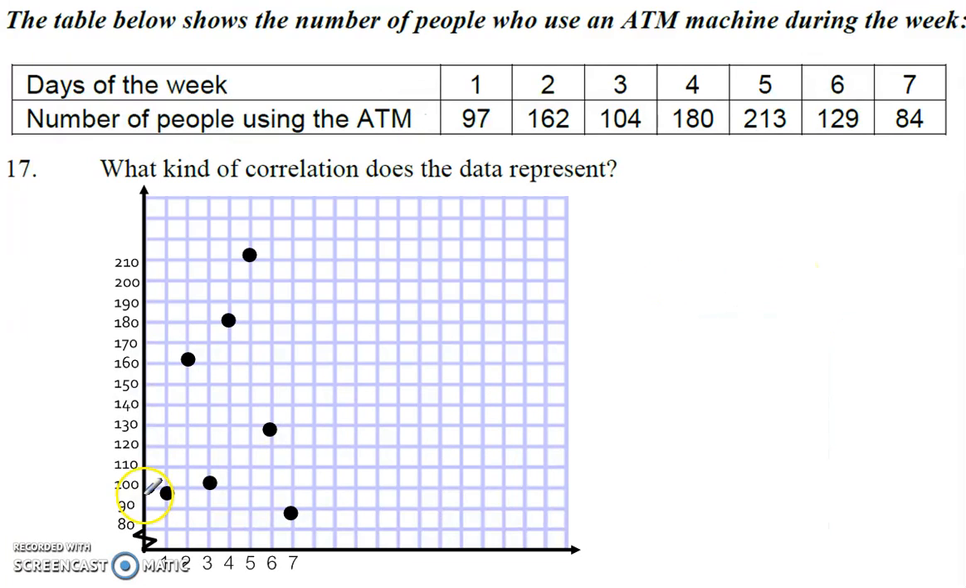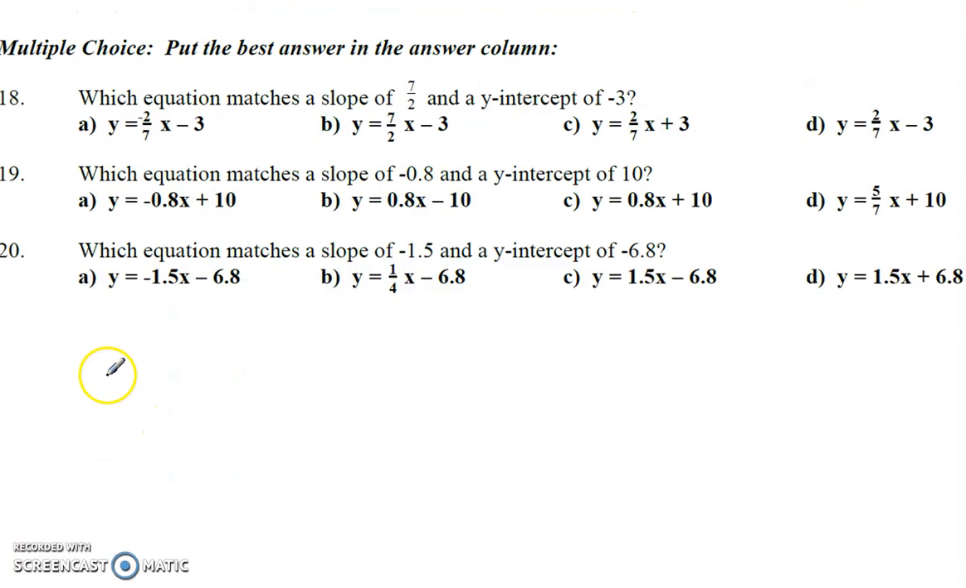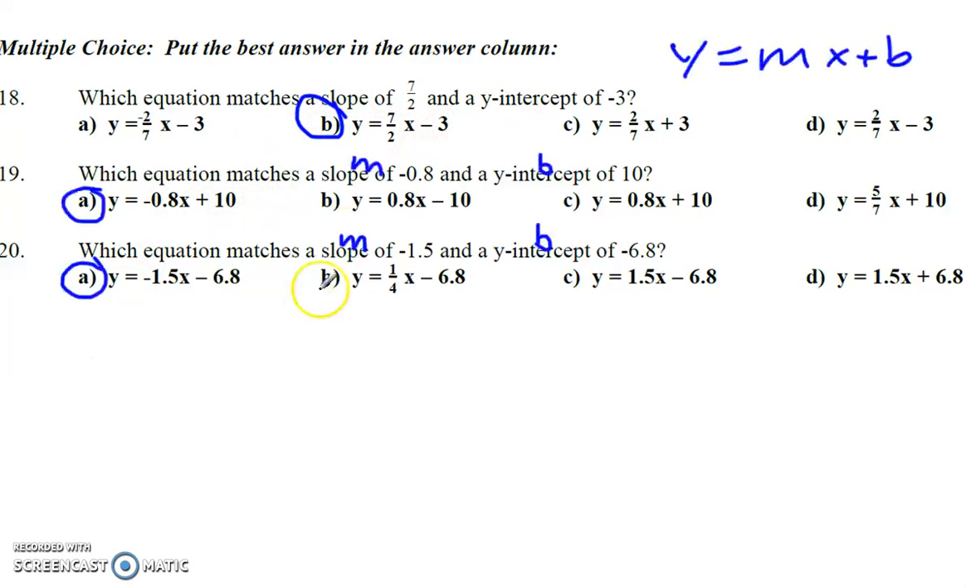You could graph this. That scatter plot would look like this. You can see there's no correlation. Alright, 18, 19, 20. Y equals mx plus b, write it in slope-intercept form. So if you have the slope and the y-intercept, mx plus b, y equals 7 over 2x minus 3. Just remember, slope is m, y-intercept is b, mx plus b, so it's just a matter of plug and play.